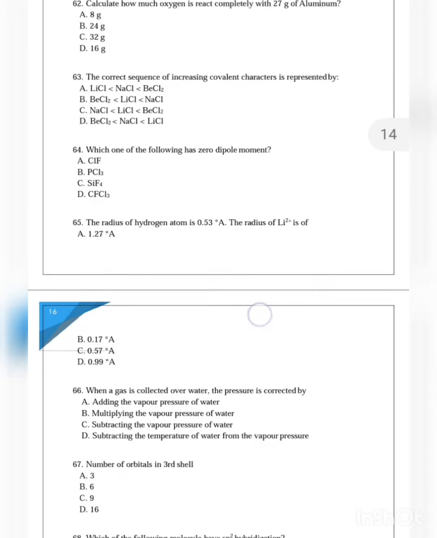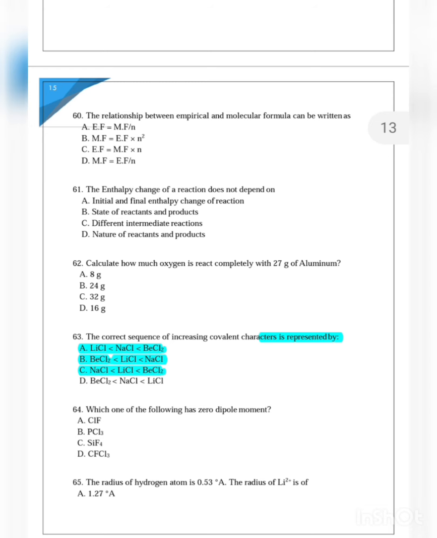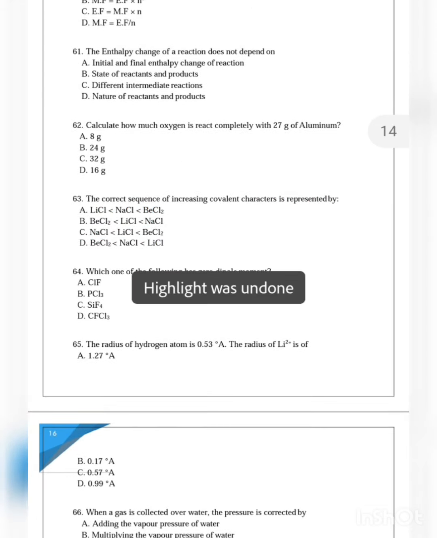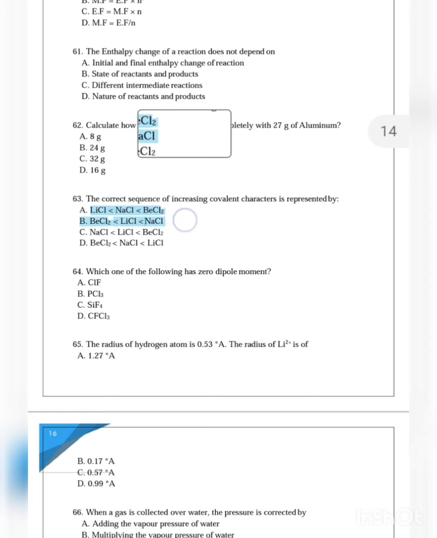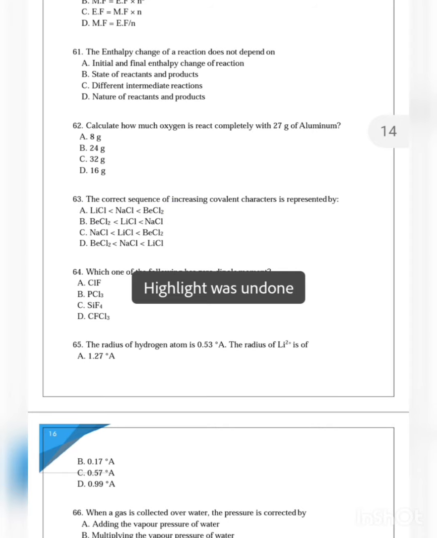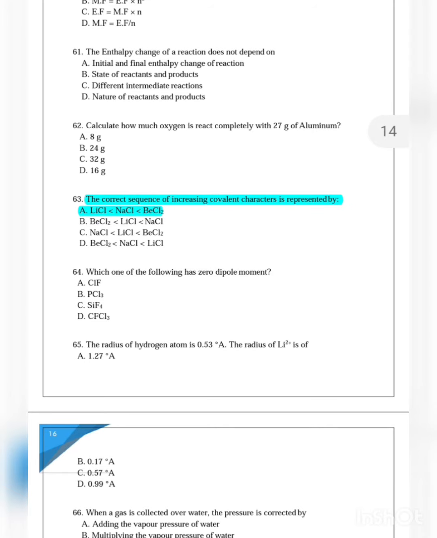But the problem is that we don't get enough time for our question to finish. And let's see this question number 63. The correct sequence of increasing the covalent character is represented by, okay, so covalent character we can see that as the cation size decreases, the covalent character increases. So I guess this is going to be the answer, something like number A or number C. Let's move on to the next part.